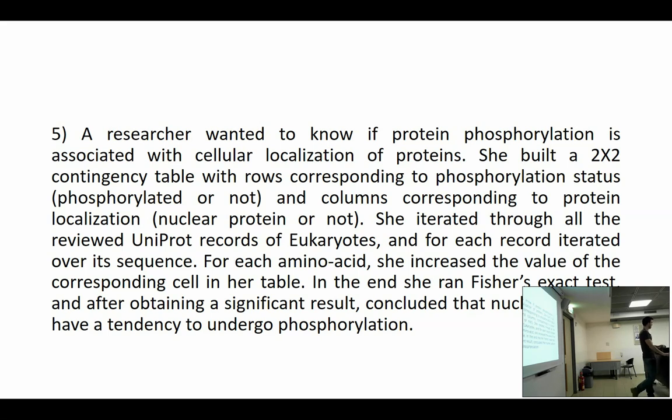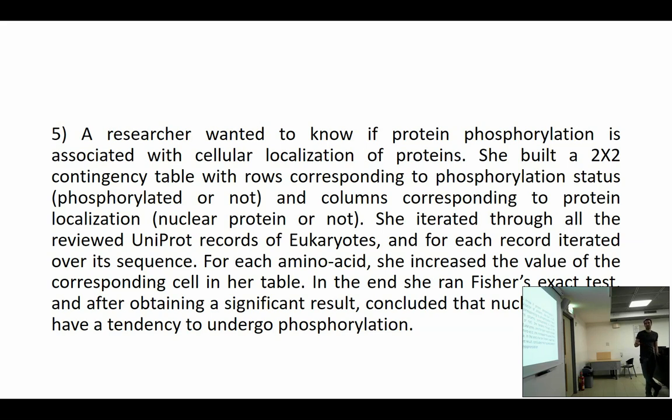Okay, yeah, more ideas? Maybe I don't understand exactly what she did. If she's checking if a protein is phosphorylated or not, why is she checking each amino acid? It's enough that one amino acid is phosphorylated. I don't understand the relationship here between the number of phosphorylated. Okay, yeah, you're right. So here you got it.